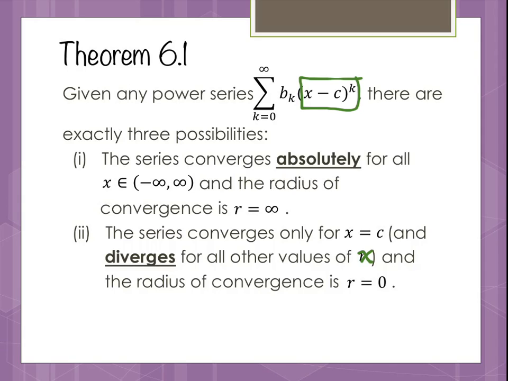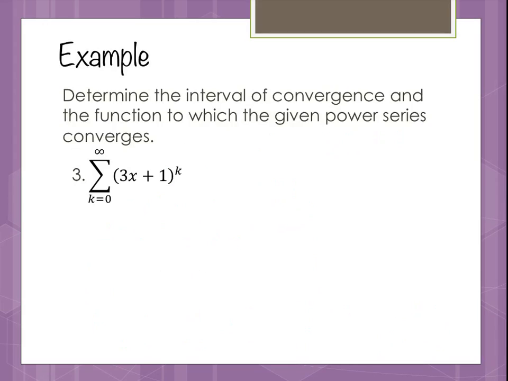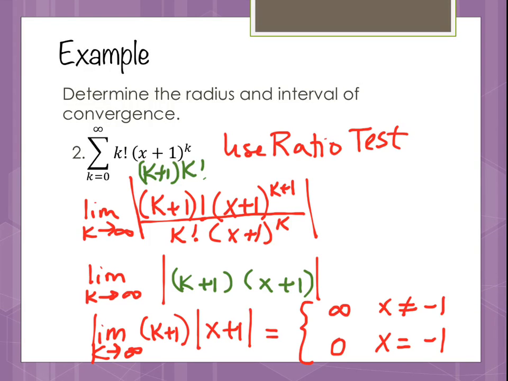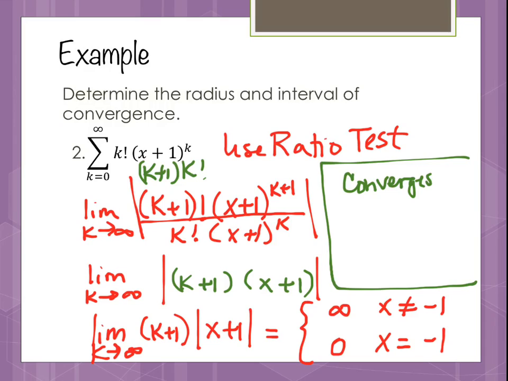Two. I'm in the case where this diverges. It's going to diverge for all other values of x. So this series is going to converge exactly when x is equal to negative 1. So here, let's do it this way. I'll put my answer over here in green. This converges when x is equal to negative 1.